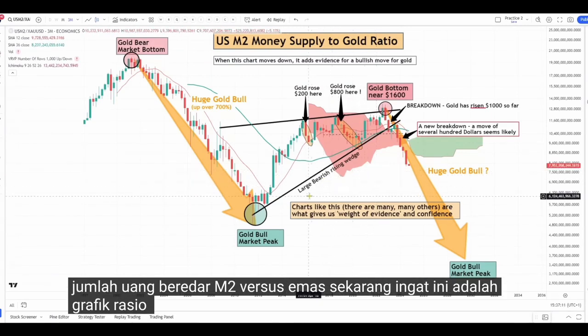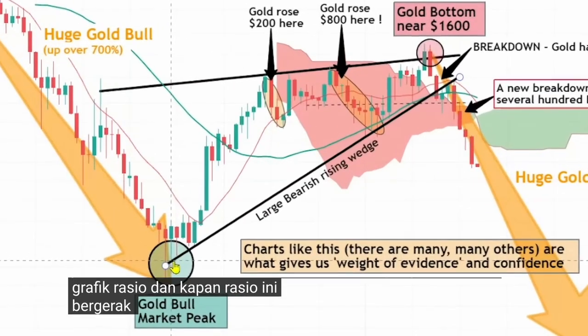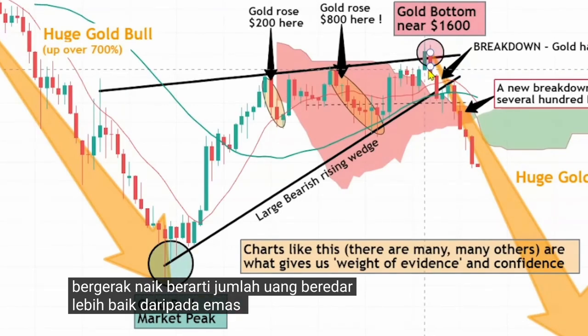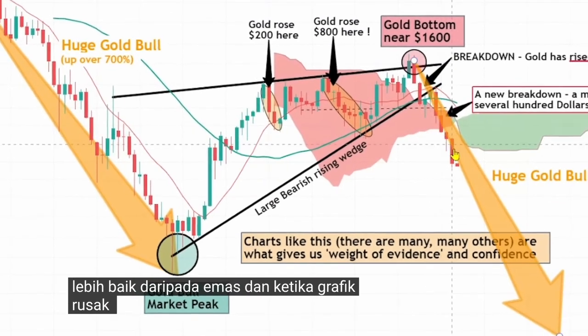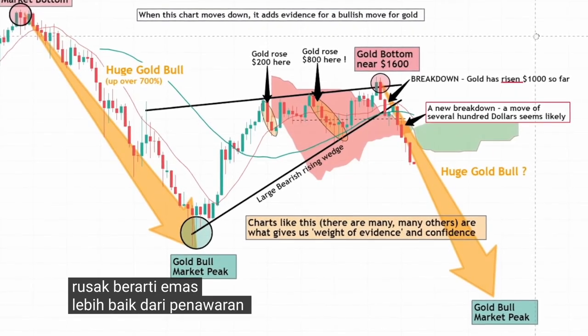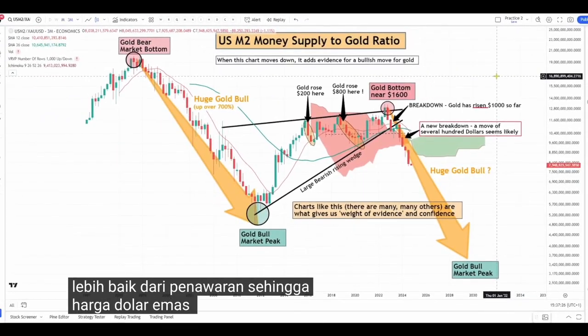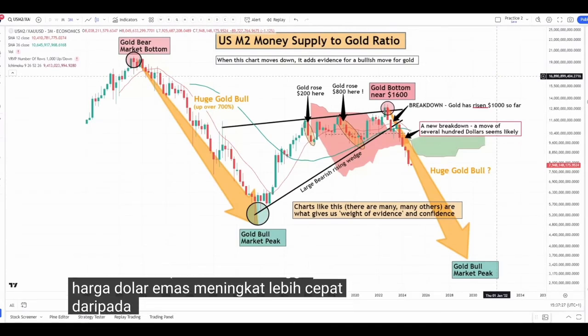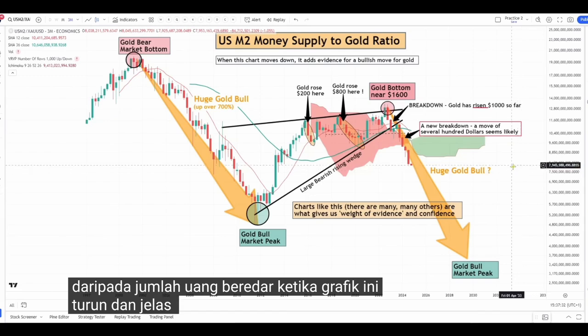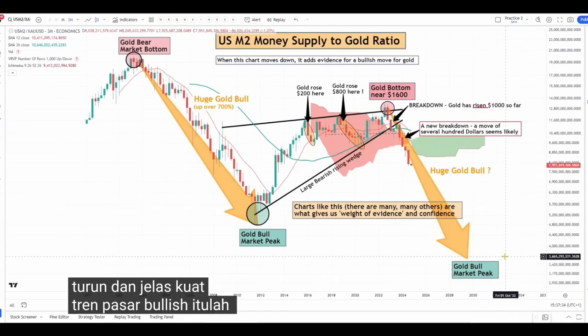Now, remember, this is a ratio chart, and when this ratio is moving up, it means that money supply is outperforming gold. When the chart breaks down, it means that gold is outperforming money supply. So the dollar price of gold is increasing at a faster rate than money supply when this chart is going down. And clearly in strong bull market trends, that is exactly what happens.